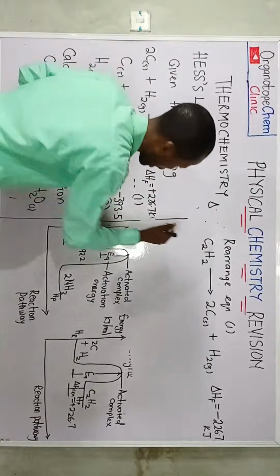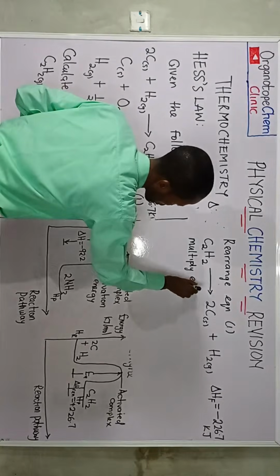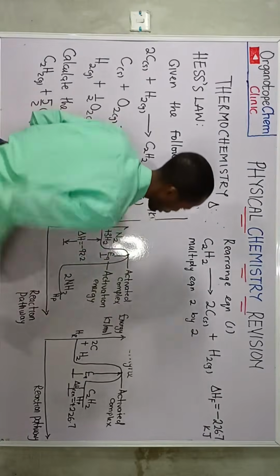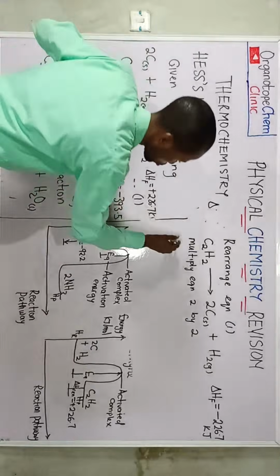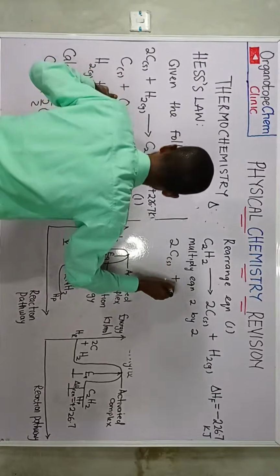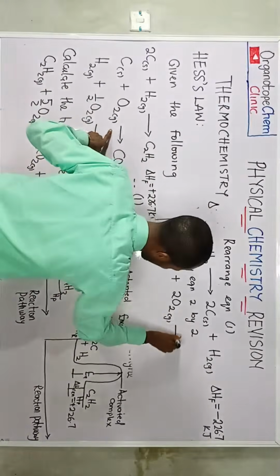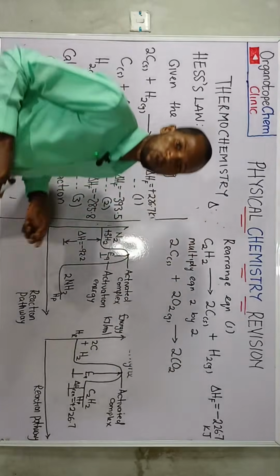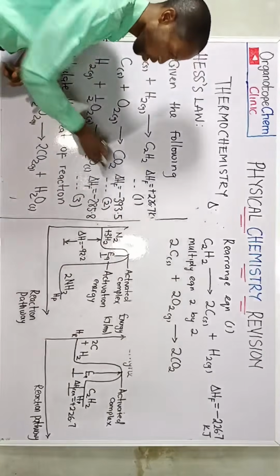2. So multiply equation 2 by 2. Okay, so we multiply equation 2 by 2. So what do we have? 2C, that's carbon, plus 2O2, that's oxygen, resulting in 2CO2. Definitely, since we've multiplied the equation by 2, we are going to multiply the enthalpy of formation by 2 as well.